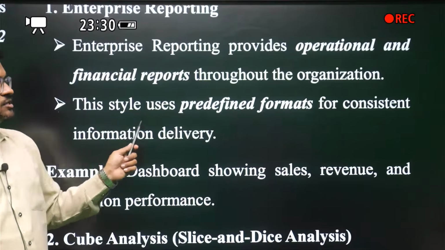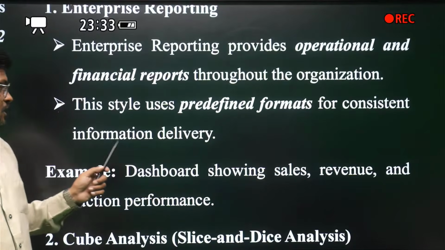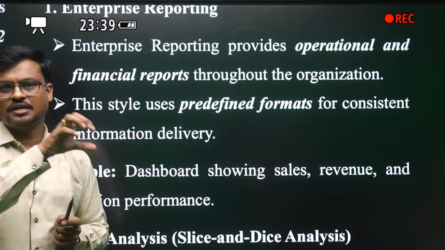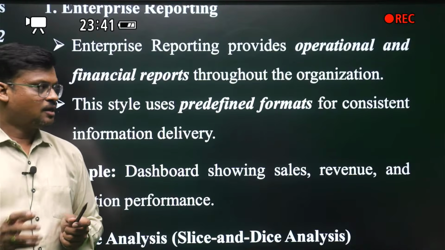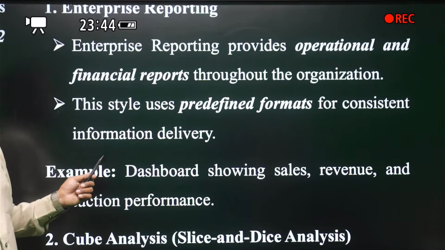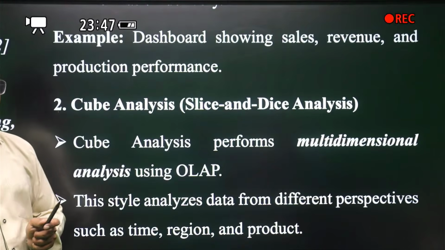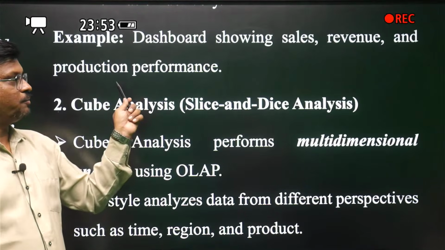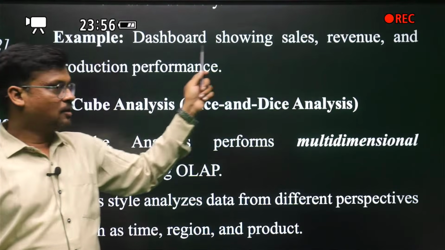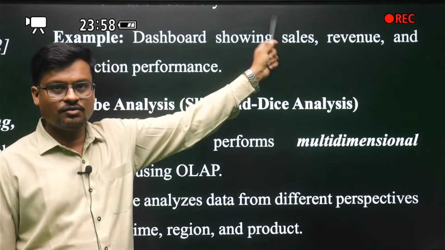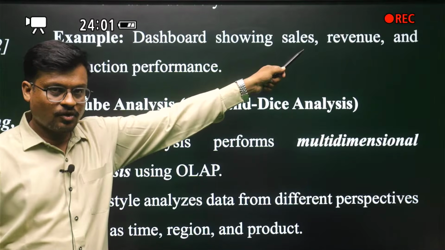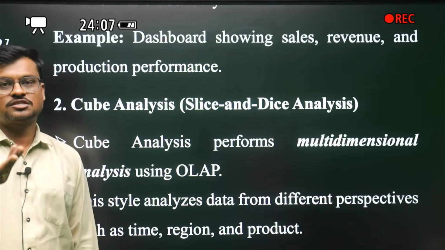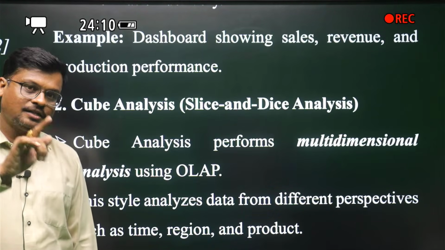This style uses predefined formats for consistent information delivery. Obviously, when you are dealing with financial information, you will have predefined formats only. You just follow them and generate the reports for consistent information delivery. Example, a dashboard showing the sales, revenue, and production performance. This is your operational data. This is your financial data. Based upon your performance, your sales and revenue will increase. If your sales and revenue are falling down, then you have to adopt a new strategy. That is what we get from business intelligence.